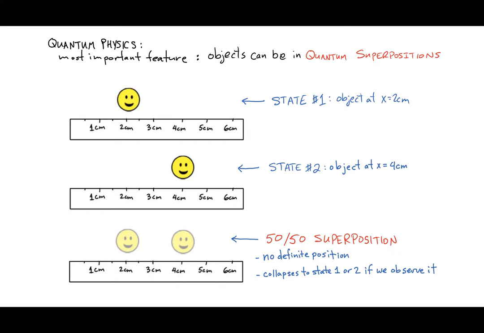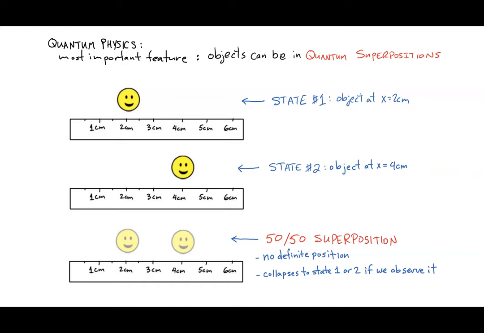And the way that it changes the story is to say that if you can have an object at this location, say 2 centimeters, and you can have the object at a different location, say 4 centimeters, then there are these other states that an object could be in that we call quantum superposition states, that are something like, it's half in this configuration and half in this configuration.